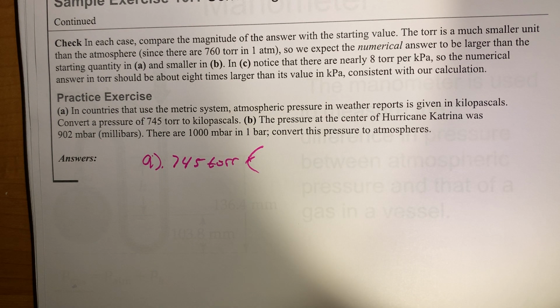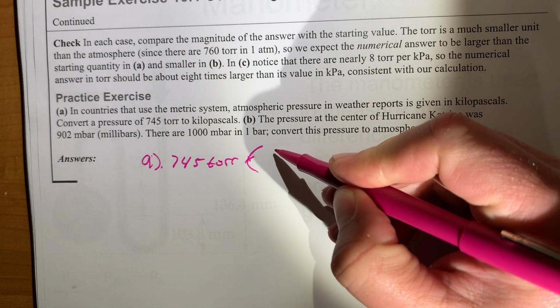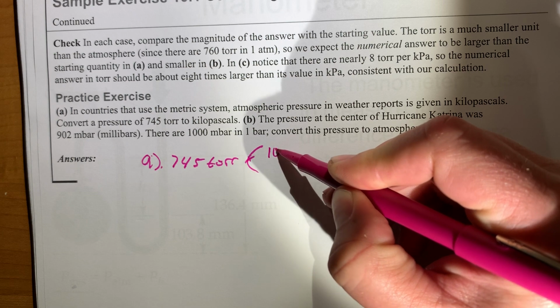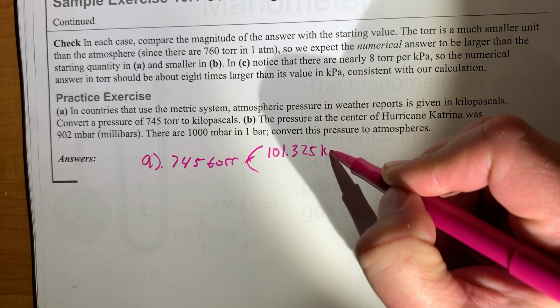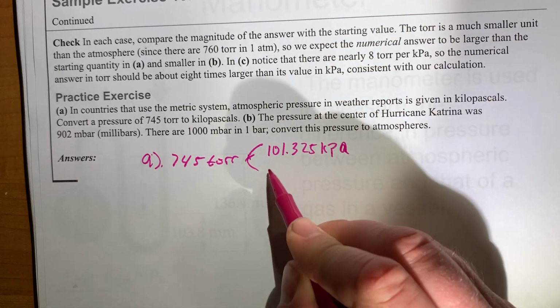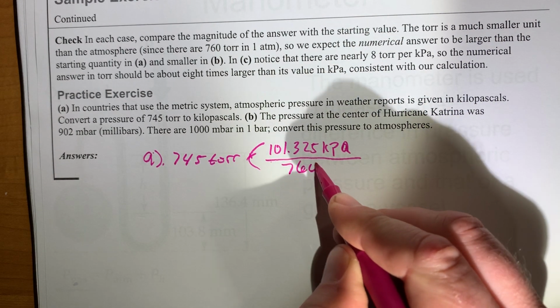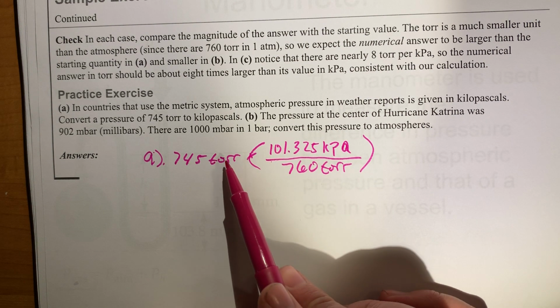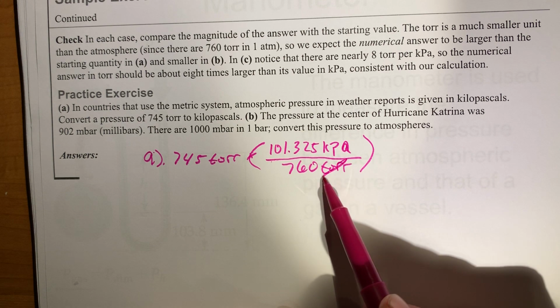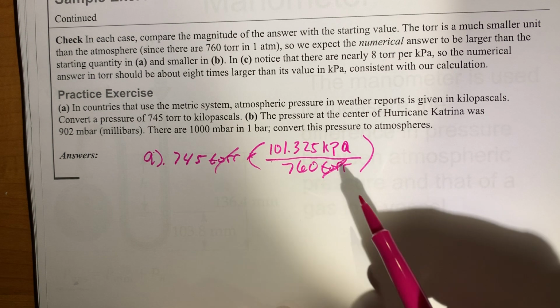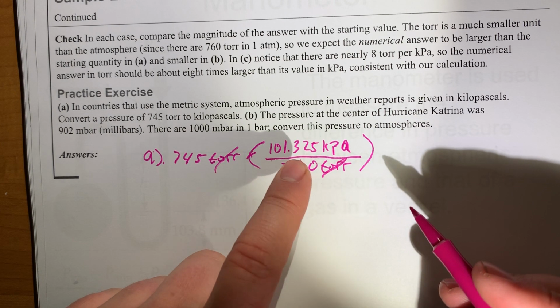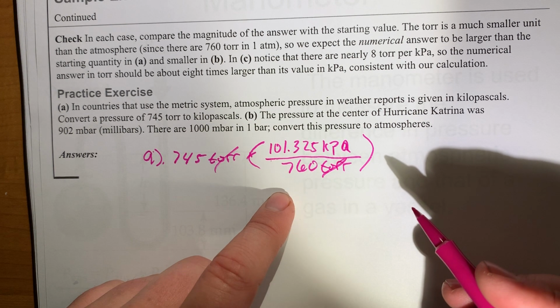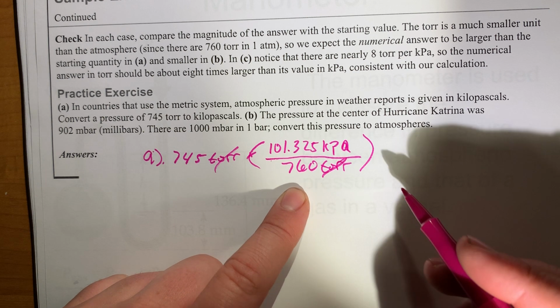Again, going a couple of slides back on the equivalent pressures slide. Their equivalent pressures of 101.325 kilopascals is equal to 760 torr. Again, I put torr on the bottom because that needs to cancel out. So I have it set up to where my answer will be kilopascals. Torrs cancel. So I take 745, multiply by 101.325, and then take that answer and divide by 760.